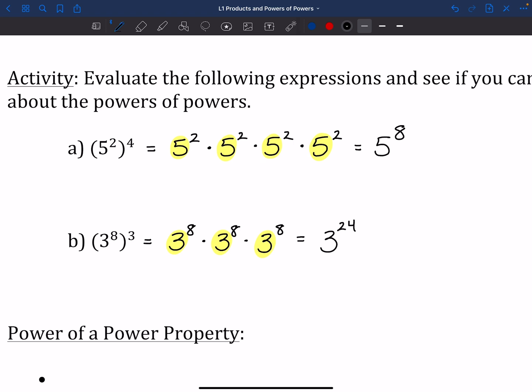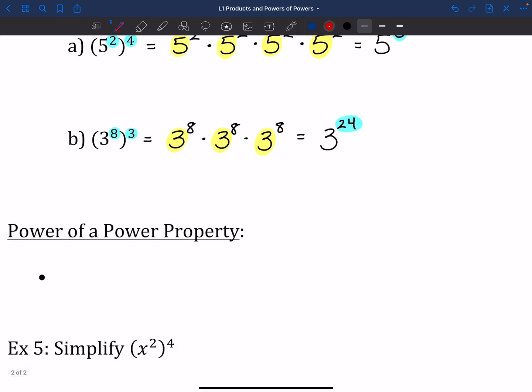And again, you might have already noticed that what we can do to shortcut this is multiply the exponent on the inside of the parentheses by the exponent on the outside. So when we've got 3 to the 8th, and then that's to the 3rd on the outside, if I multiply that 8 and that 3, that gives me 24. For the one we were looking at a little bit earlier, if I have 5 to the 2nd, and it's all to the 4th on the outside, 2 times 4 gives me that 8 we ended up with. So that's going to be our shortcut for this power of a power property.